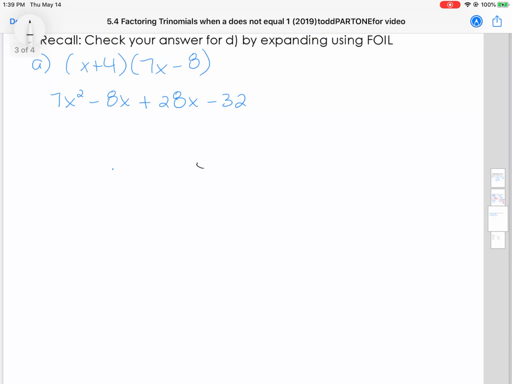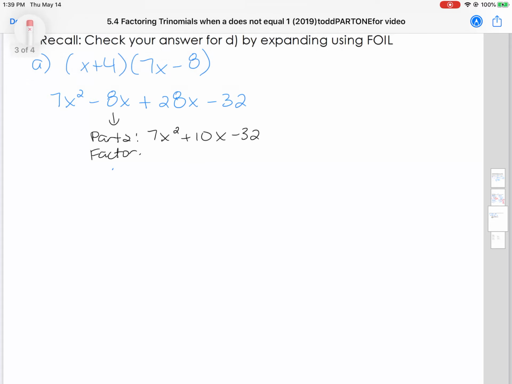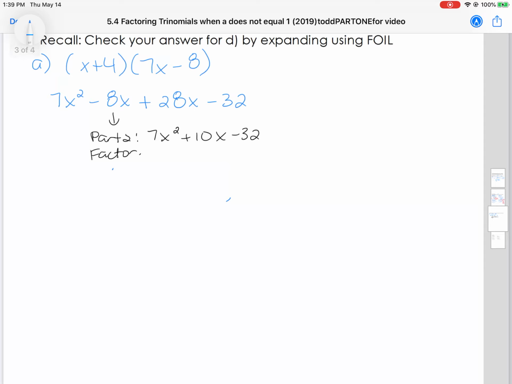So then part 2, what we're going to do is have expressions that are simplified like this. So 7x squared plus 10x minus 32. This is what you're going to factor. Okay, so a little bit trickier, but there's 3 ways that I'm going to show you that you can tackle those problems. So hopefully there's one that you'll like and will help you be successful.